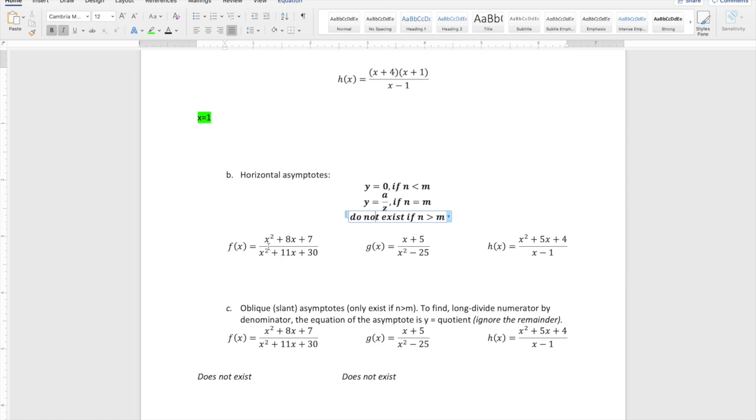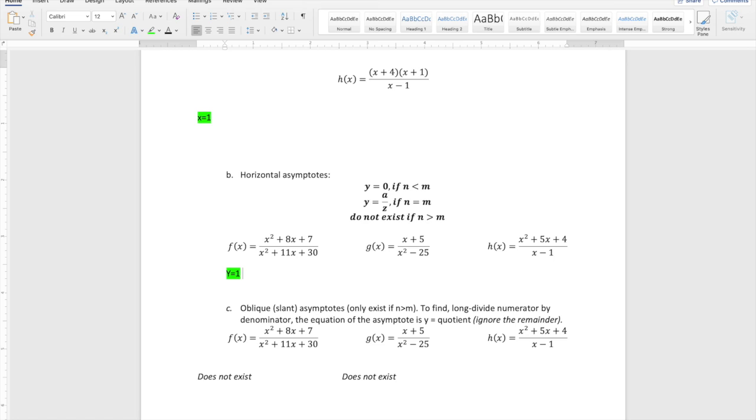Okay, so let's look at function f. The power at the top is 2, and the highest power at the bottom is 2, so they're the same. N is equal to M, which means to find the horizontal asymptote, I have to say y equals the leading coefficient at the top divided by the leading coefficient at the bottom. So y equals, the leading coefficient at the top is 1, the leading coefficient at the bottom is 1, so 1 divided by 1 is 1. And that's the horizontal asymptote for function f.